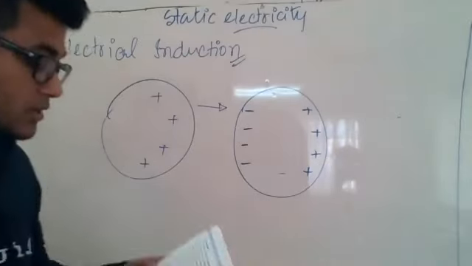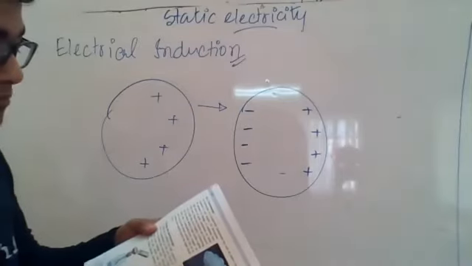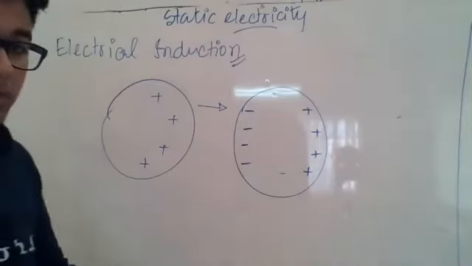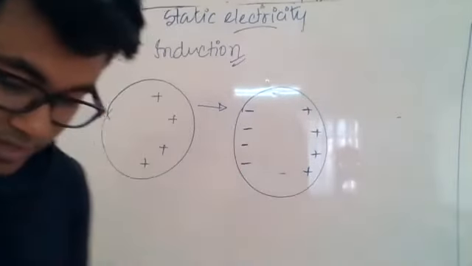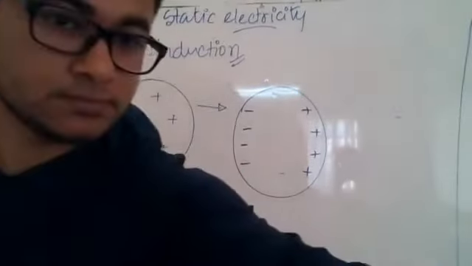Now, come to page number 286. We will study the electroscope now. Electroscope. Okay, this is an arrangement of machine.